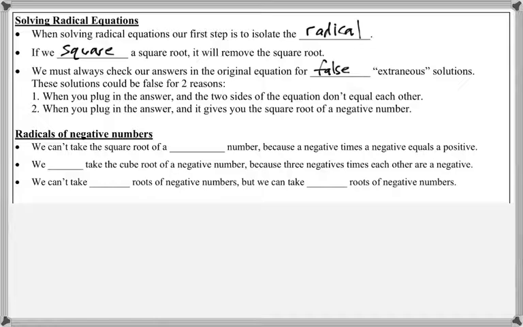So we could have false solutions, and they could be false for two reasons. If you plug in the answer, the two sides of the equation don't equal each other. That's one possibility. Also, you could plug in the answer and it could give you the square root of a negative number, and we can't have that. So we can't take the square root of a negative number because a negative times a negative equals positive.